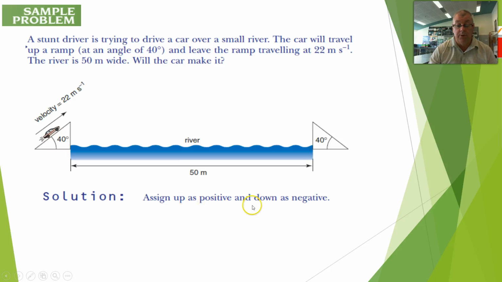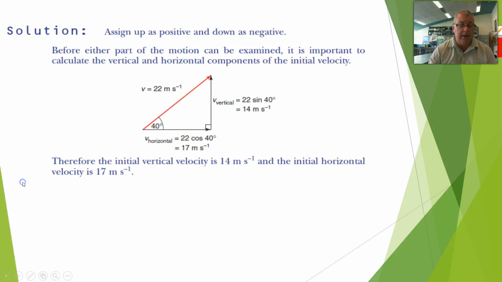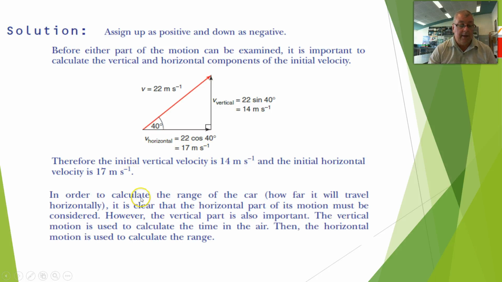So assume up is positive and down is negative. That's pretty standard. And here they are, they work out their two components. The vertical component is 14 and the horizontal is 17. Now to calculate the range of the car, they need to look at the horizontal motion, but before they look at the horizontal motion, they'll work in the vertical motion to calculate how long it is in the air, and therefore they can then calculate the range.